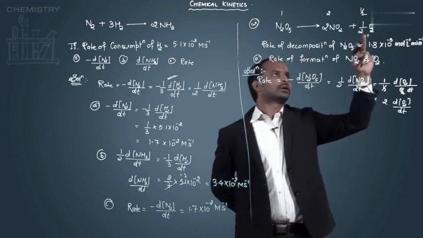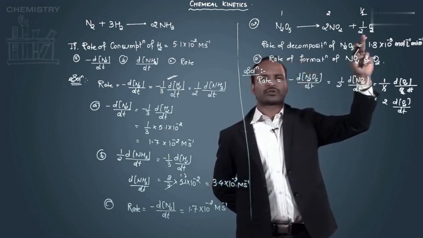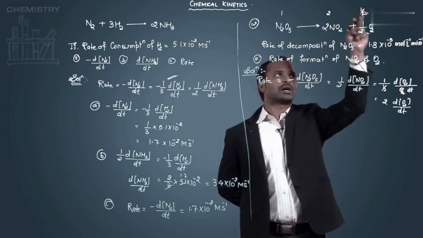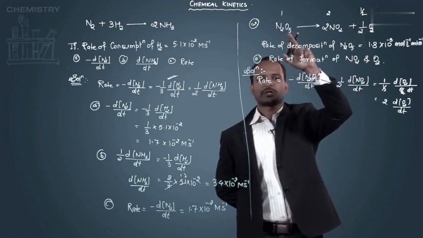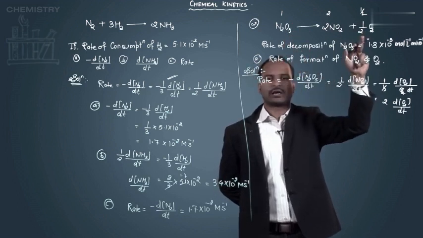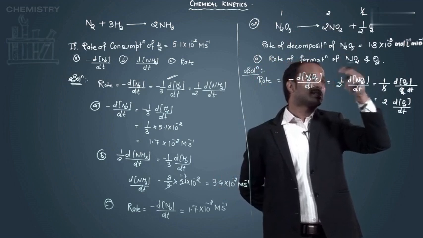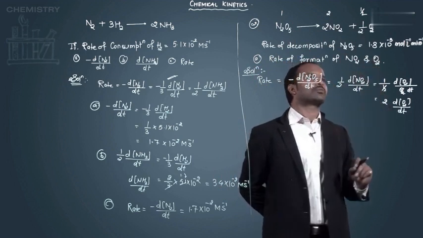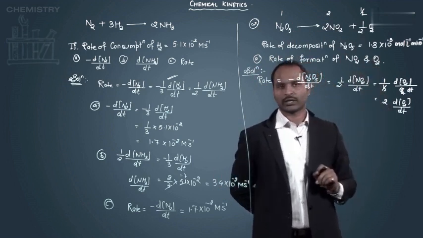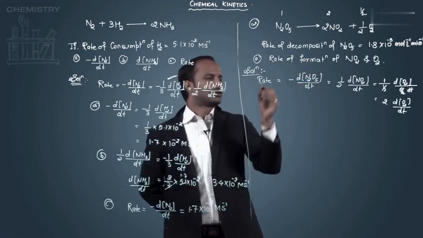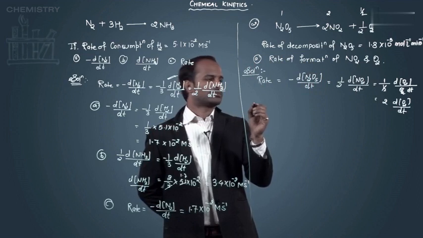If I am talking about the rate of formation of oxygen, the ratio is 1:half. That means whatever the speed we have for N2O5, half of it will be for oxygen. So half of 1.8 into 10 raised to minus 3 means it is going to be 0.9 into 10 raised to minus 3 mole per liter per minute. Now let's solve it properly. Better you find out the rate of reaction.